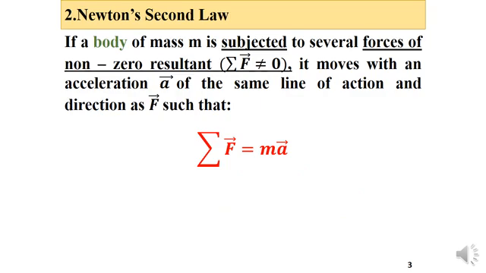According to Newton's second law, if a body of mass m is subjected to several forces, the sum of external forces, it moves with an acceleration a of the same line of action and direction as F such that the sum of external forces equals ma. As an example, we can take an object S moving under the action of a force F, weight mg, and normal n. We have to choose a positive sense of direction along F.